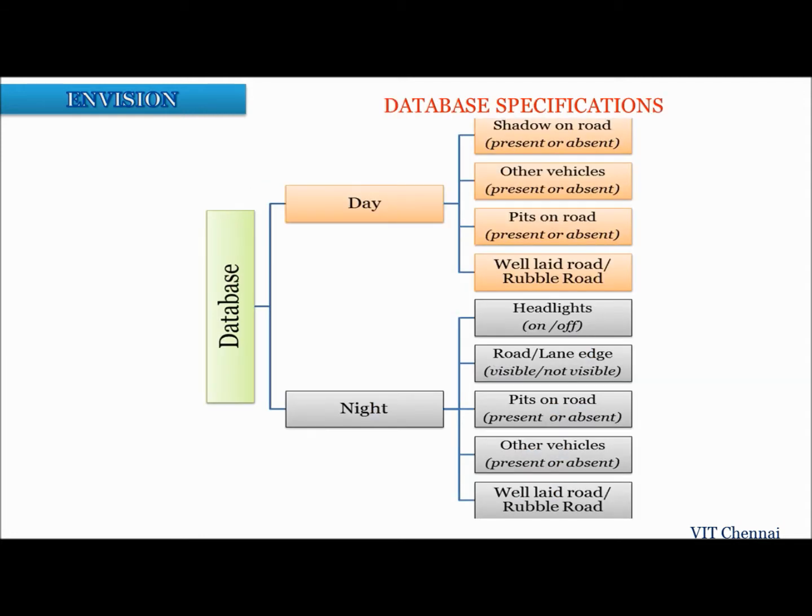For these objectives to be catered, a generic set of database was recorded using a Santro Zinc car both at day and night time. The database covered the following specifications to improve the robustness of the algorithm and to make it more generic. Some of the specifications which were taken care of are shadows, presence of other vehicles, presence of pits on road, the type of road, whether it is a well-laid road or a rubble road, the presence of headlight, and the visibility of the road or lane edges.